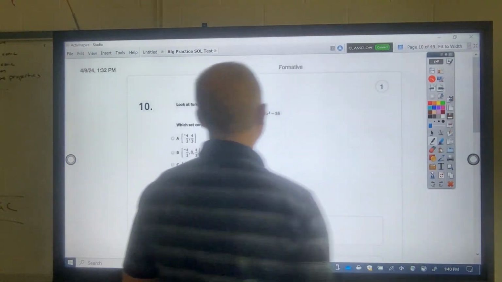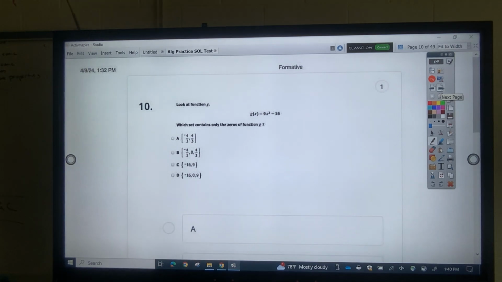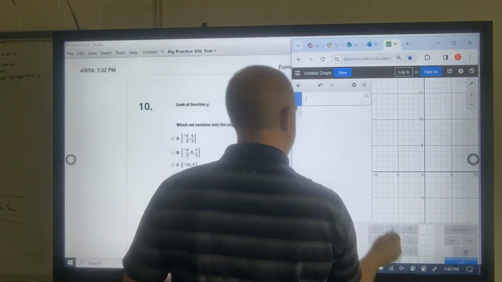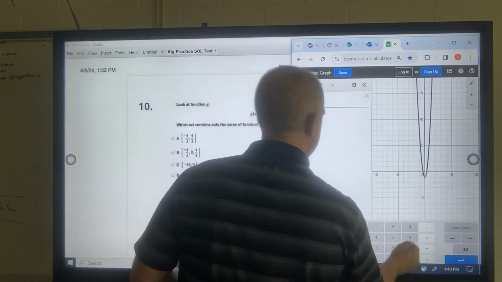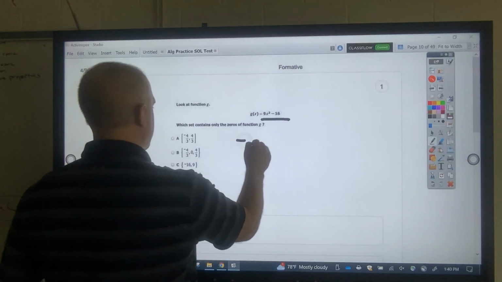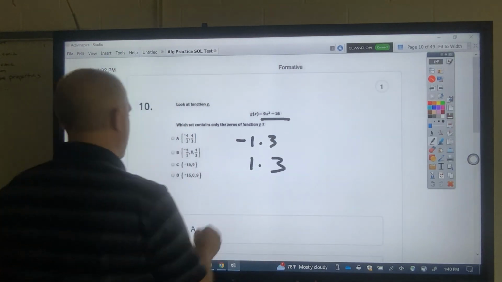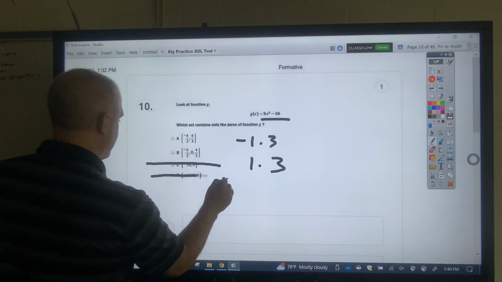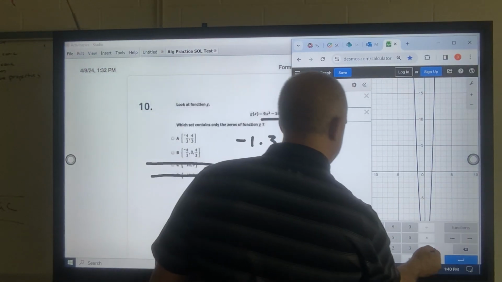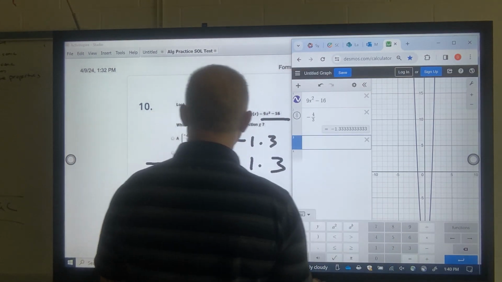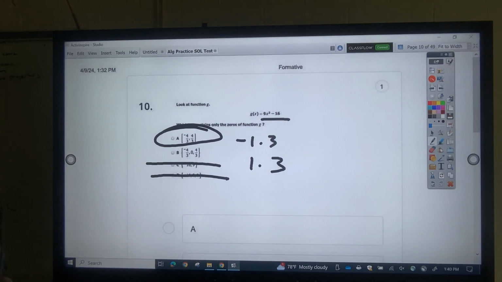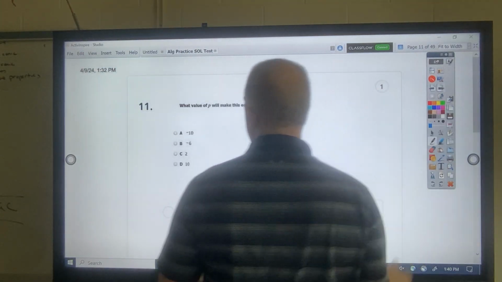All right, question 10. Which contains the zeros? So all I want to do is type that part in. 9x squared minus 16. Now that's negative 1.3 and 1.3. Now I know these can't be the answer. If you ever needed to see what those are, negative 4 divided by 3 is negative 1.3. 4 divided by 3, 1.3. So that's going to be the answer, answer A. Going on to question 11.